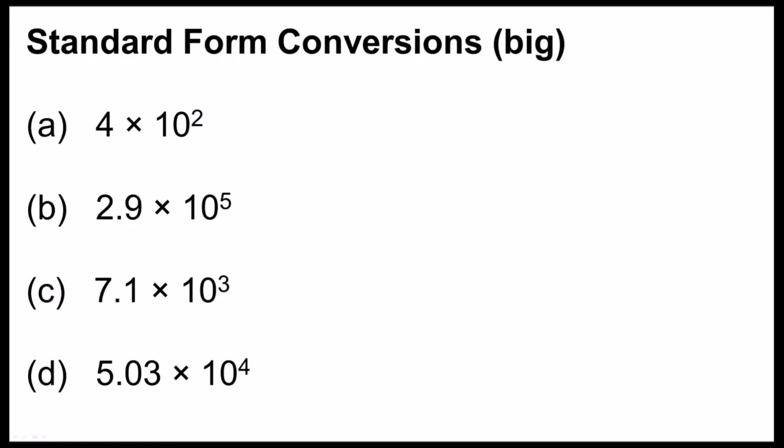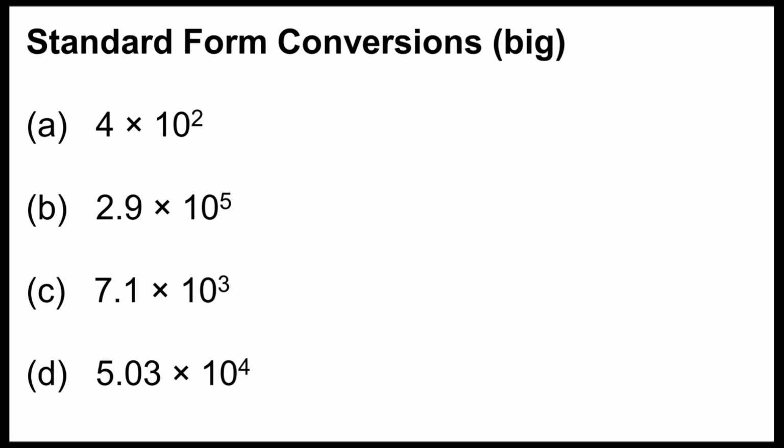In this video, we're going to have a look at converting numbers that are written in standard form back to ordinary numbers. Specifically, we're going to have a look at converting big numbers. These are the numbers where our answers are going to be greater than 1 and typically have lots of zeros at the end. To do this, you take the number at the front and multiply it by 10 as many times as your power says to do so.